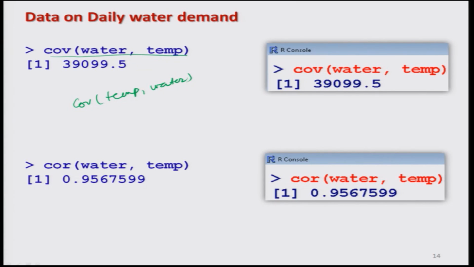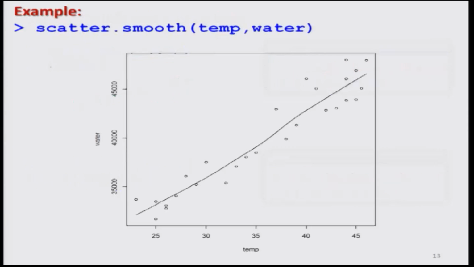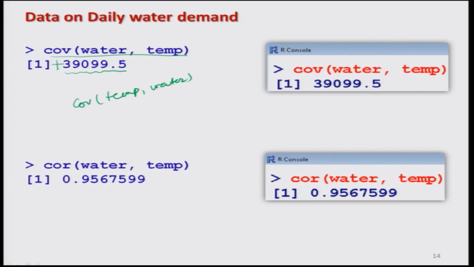Okay. So, if you find the covariance between water and temperature, this comes out to be 39099, and now we find the correlation, but before that you can see here the sign of the covariance is positive, and this confirms what we have observed in this figure, that the trend is positive. Right. Now, we find the correlation by the function COR between water as x and temperature as y, and this correlation comes out to be 0.95.